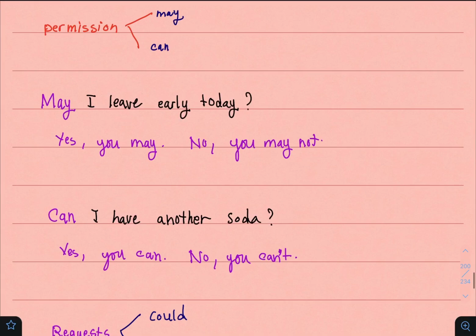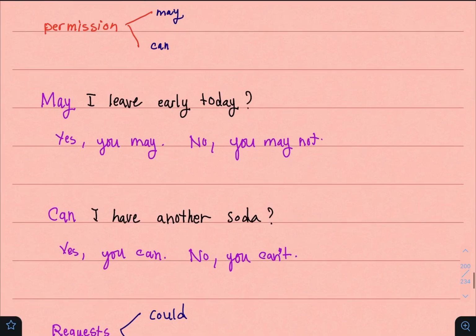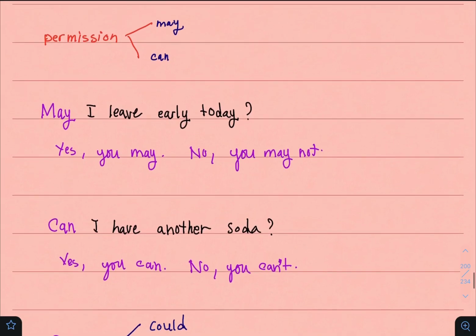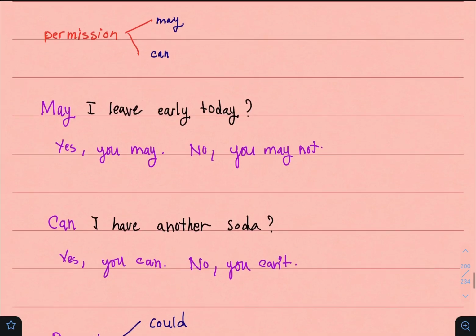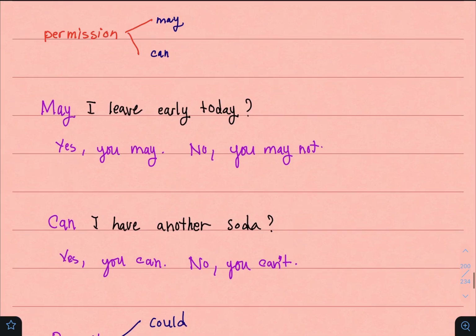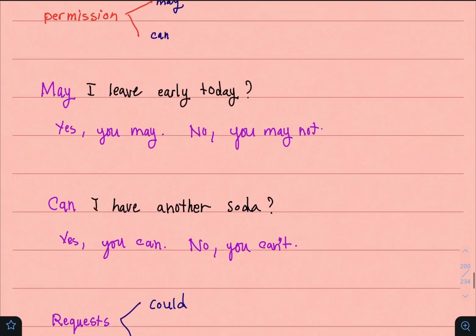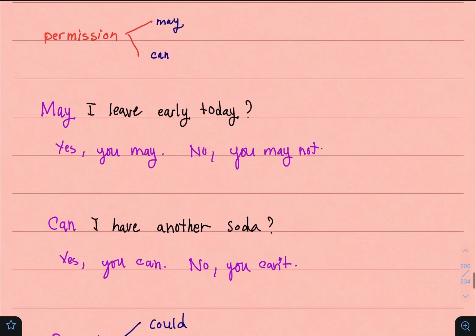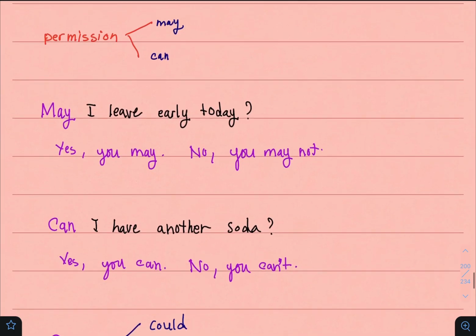Now, as for permission, we can either use may or can. Permission اللي هو طلب الإذن. Okay, so you can say, may I leave early today? Okay, yes you may. No, you may not. Can I have another soda? Yes, you can. No, you cannot.